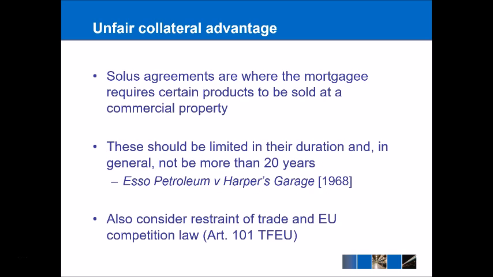The most common type of unfair collateral advantage that you will probably come across is called a Solus Agreement, and this is where the mortgagee requires certain products to be sold at a commercial property. So a good example of this would be, say you wanted to run a pub and you didn't have enough money to do it, and a brewing company came up to you and said, well, we'll lend you the money as part of a mortgage, but also as a collateral advantage to that, we want you at this pub to only sell our type of beer.